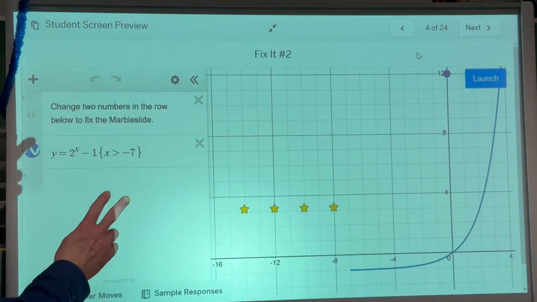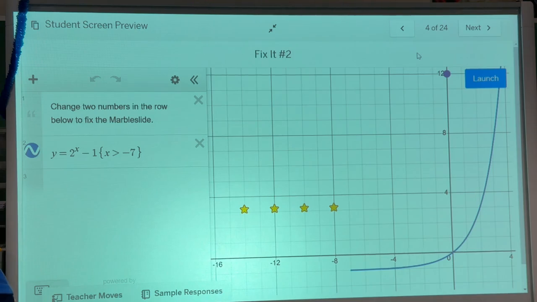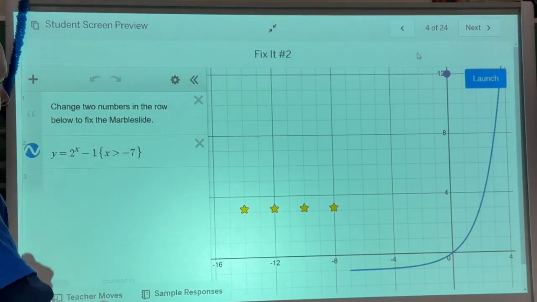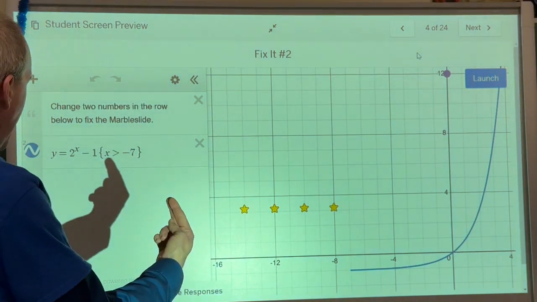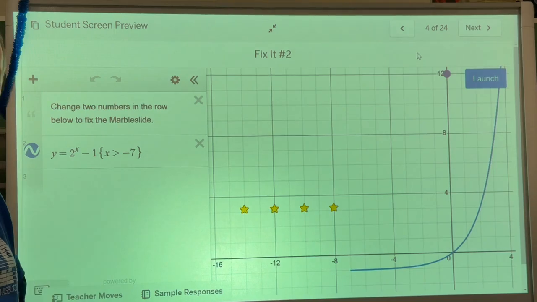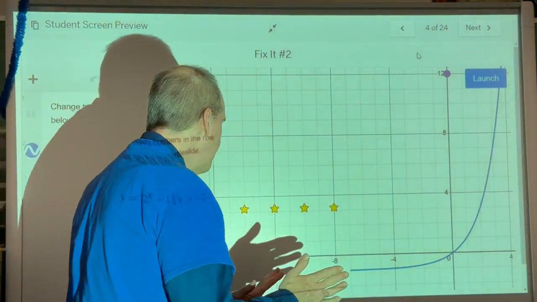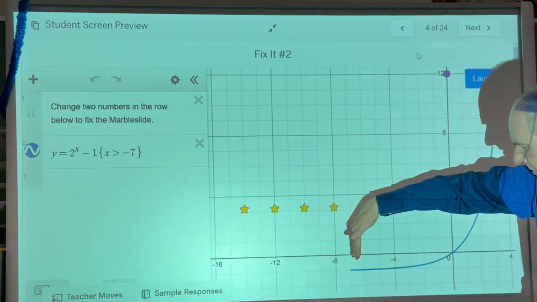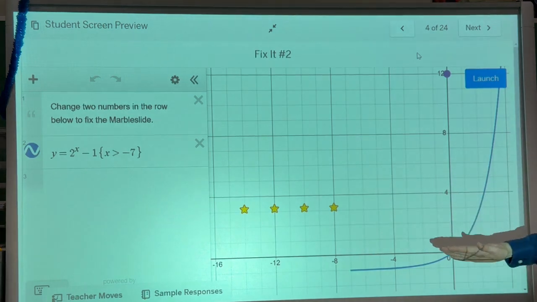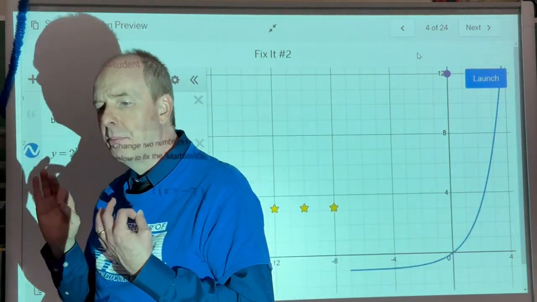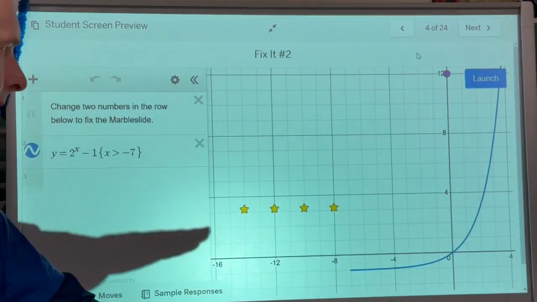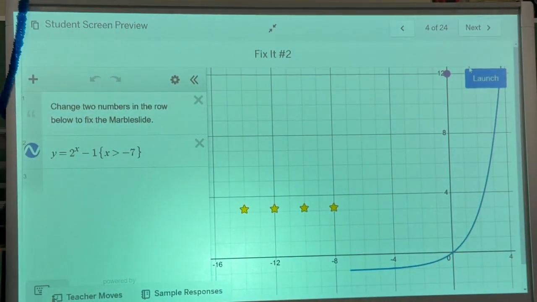Now, getting a little tougher, change 2 numbers in the row below to fix it. The first part gives you the equation, 2 to the x minus 1. So you're going to change a number there. The second part says x is greater than -7. So that's constricting my graph from here, -7, over to here. There's no graph that exists here. You're going to have to adjust that number to make it fit so that way you can get all the stars. Because if I launch right now, I clearly do not get all of them.